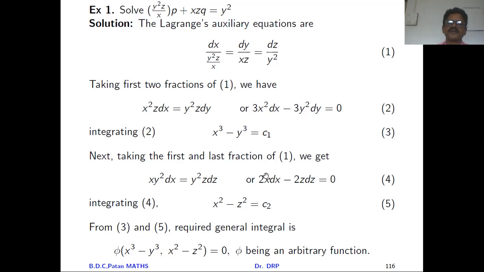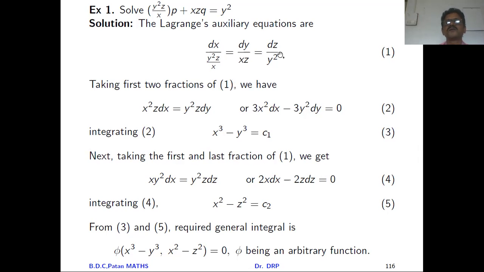So integrating it gives 2 into x square upon 2. 2 gets cancelled, and you will get x square. The minus sign stays as it is. The integral of 2z dz is 2 into z square upon 2, 2 gets cancelled, and you will get z square equal to c2. We have obtained this solution as u equal to c1 and this solution as v equal to c2. So if you consider these two solutions together, it gives the solution of this equation.